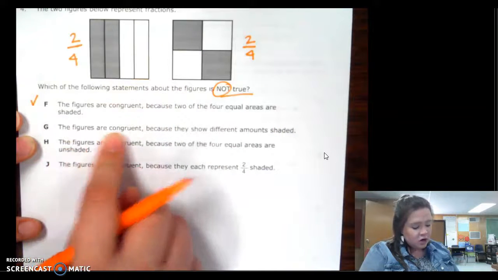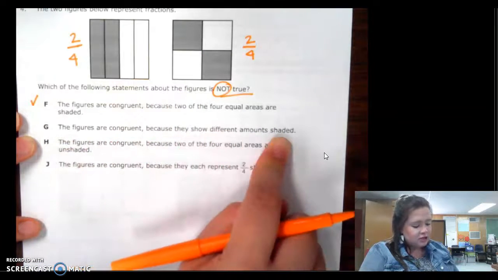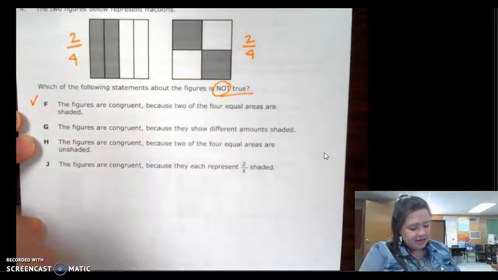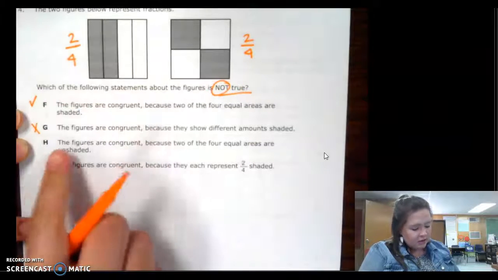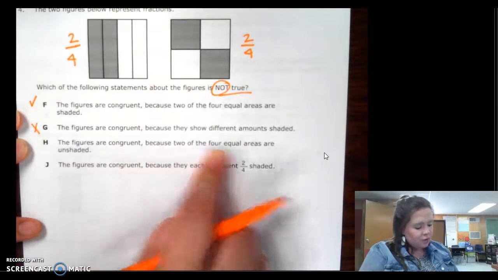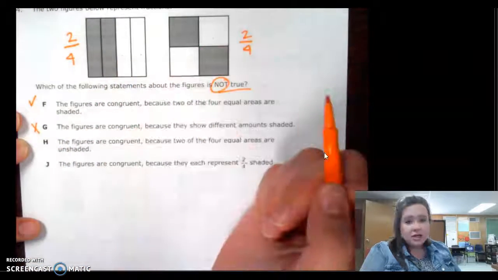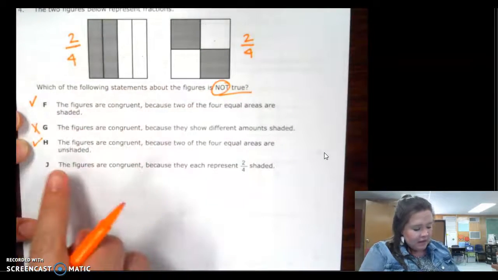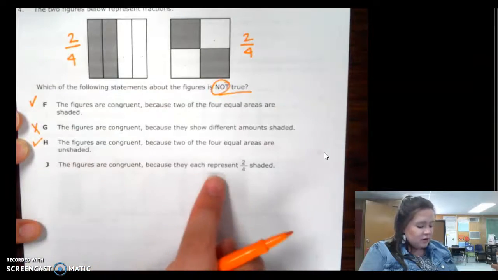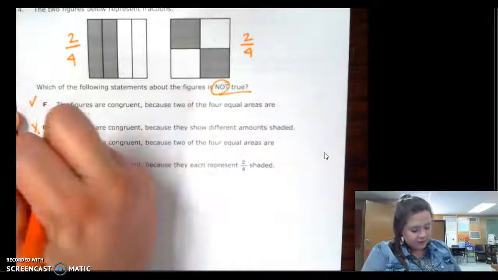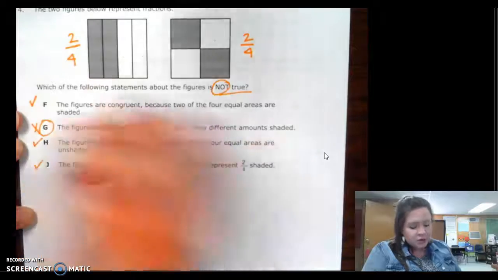The figures are congruent because they show different amounts shaded. Do I have different amounts shaded here? No, I don't have different amounts shaded here. I have the same amount. The figures are congruent because 2 of the 4 equal areas are unshaded. Well, I have 2 not shaded on both of them. The figures are congruent because they each represent 2/4 shaded. And we know that both fractions here are 2/4. Letter G is your correct answer.